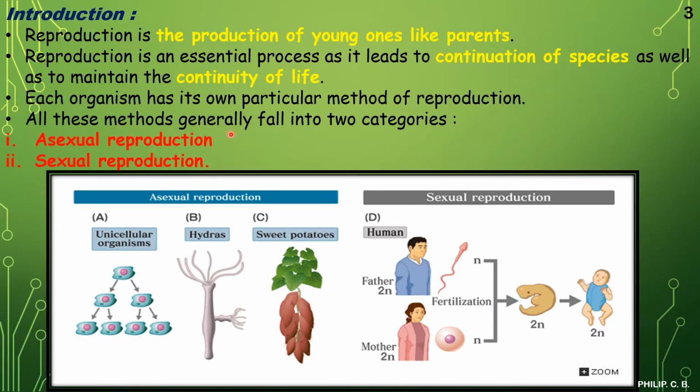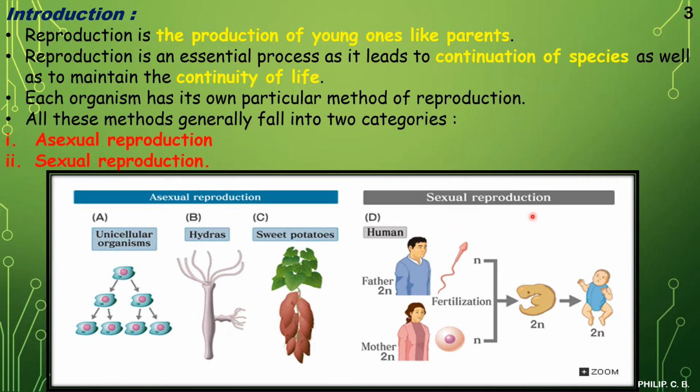Now, all these methods generally fall in 2 categories. So everything can be categorized in 2 ways. One is asexual reproduction and secondly sexual reproduction. So I put an image showing asexual reproduction with few examples. Unicellular, you can see amoeba, how from the mother's cell 2 daughter cells are formed which further divide into 2. Then Hydra, the bud formation takes place, which again starts to grow and then separates from the parent body. Third, sweet potato, how the underground roots are formed.